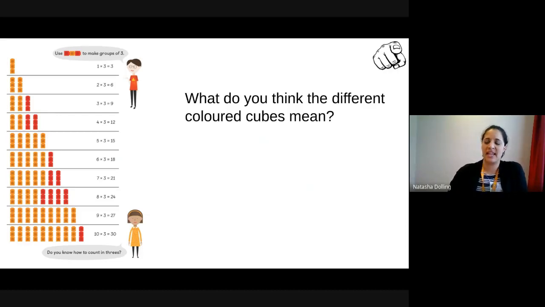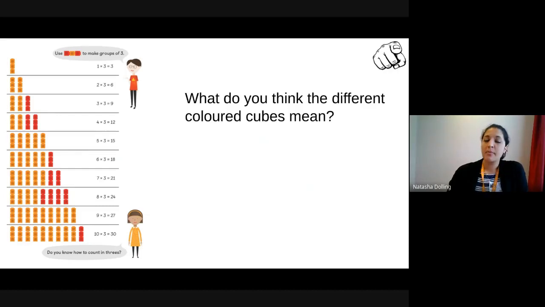Okay, so somebody is saying orange is for the tables that they know. And someone else is saying that the orange ones could be the key times tables to build on. So 4 times 3 could be double to get to 8 times 3. This is all brilliant, everyone, and thank you so much. And that is completely right.